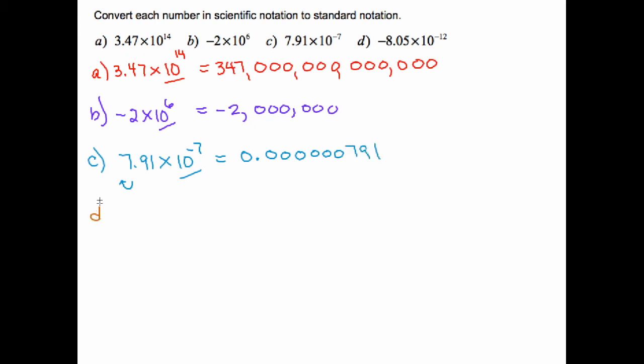And lastly, when I have negative 8.05 times 10 to the negative 12, again, the 10 to the negative 12 portion is less than 1. We'll slide our decimal place to the left 12 places. When I slide the decimal point once to the left, I now have to add 11 more zeros. So I have negative, because the number is negative, and then I have 11 zeros. 0 point, let's count. 1, 2, 3, 4, 5, 6, 7, 8, 9, 10, 11 zeros. The 12th is the 8, and then 0, 5.